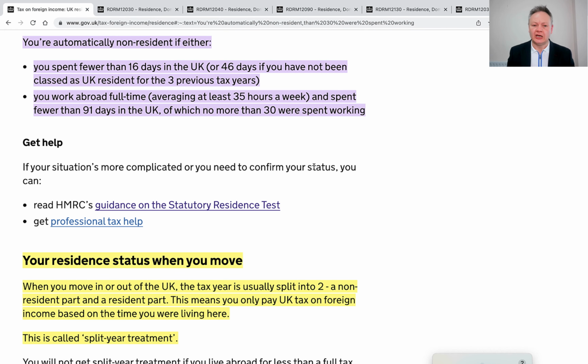It says here, you're automatically non-resident if either you spend fewer than 16 days in the UK, or 46 days if you have not been classed as UK resident in the last 3 tax years, or you work abroad full-time, at least 35 hours per week, spent fewer than 91 days in the UK, of which no more than 30 days were spent working. Now, I want to focus on a couple of things here.